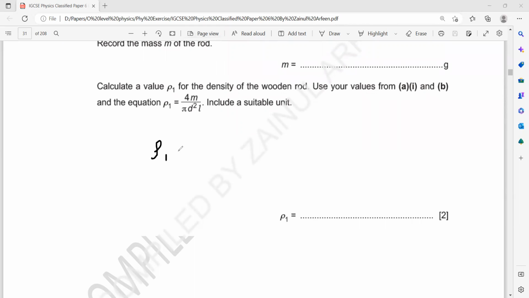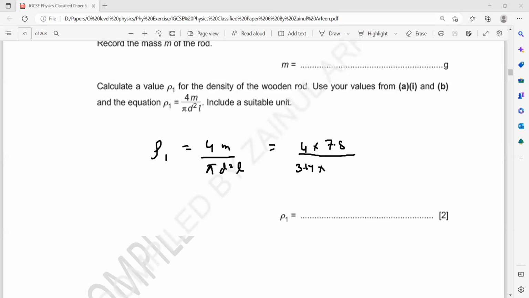The equation is density equals 4 times M divided by pi D square L. For paper 6, you don't have to memorize any formula. You just have to use the values. So we have 4. What about the mass? We just use the value which was 7.8. Grams per centimeter cube will be the suitable unit, because the mass is in grams and the length dimensions we took in centimeters, so it will be gram per centimeter cube. So pi is 3.14. What about the diameter?